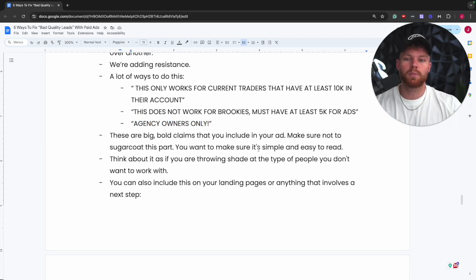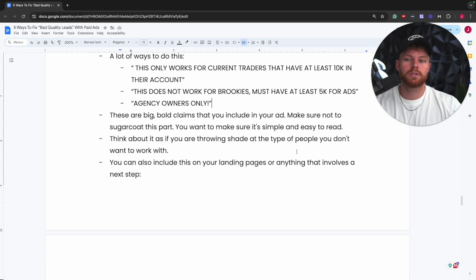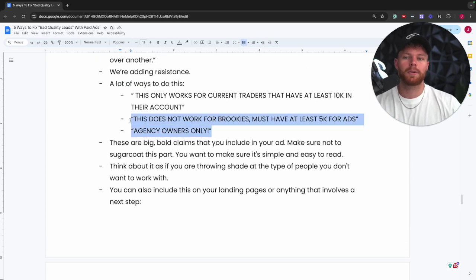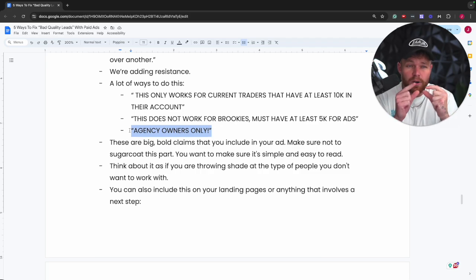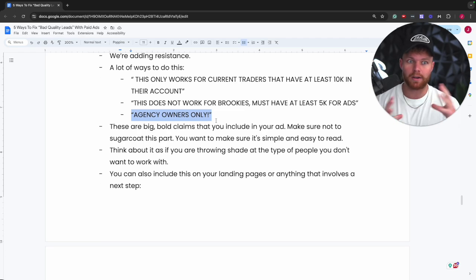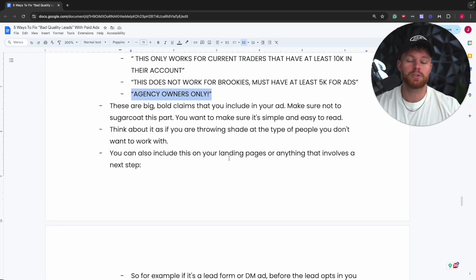Now, these are big, bold claims that you include in your ad. Make sure not to sugarcoat this part. You want to make it as simple and as easy to read as possible. We'll have some clients that put this in, but it'll be very small and you can't see it anywhere. It needs to be big and bold so you can see it everywhere, very attention-grabbing, because the algorithm's going to optimize towards it. Think about this as if you are throwing shade at the people you don't want to work with. So if I'm an agency coach, this will only work for agencies that are doing over 20K a month. If you are not doing 20K a month, do not watch this ad. I would literally say something like that in there.